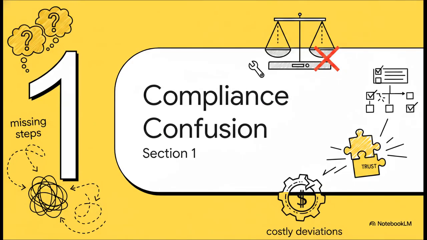The compliance confusion. When these terms start to blend together on the floor, missing steps happen. An operator might calibrate a scale, but incorrectly think they've validated the entire weighing process. That kind of confusion leads directly to costly deviations. Clarity here is exactly what builds trust in your processes and ultimately your data.